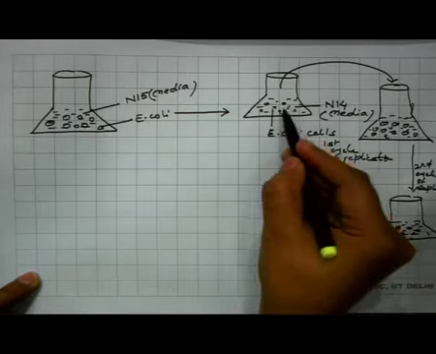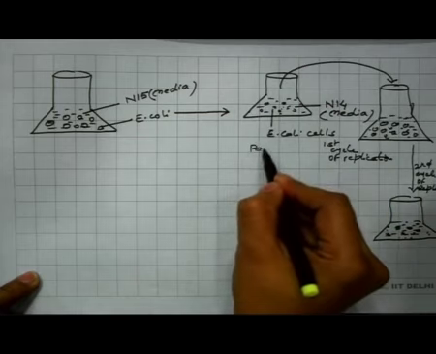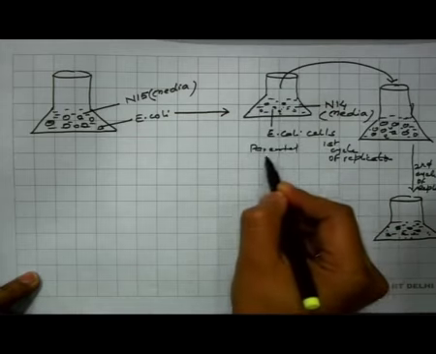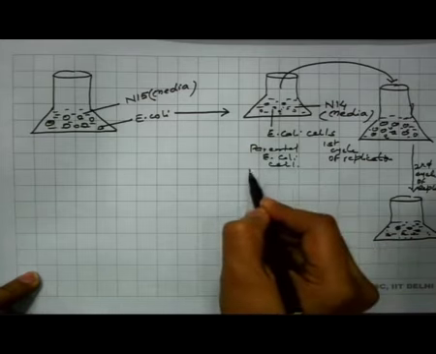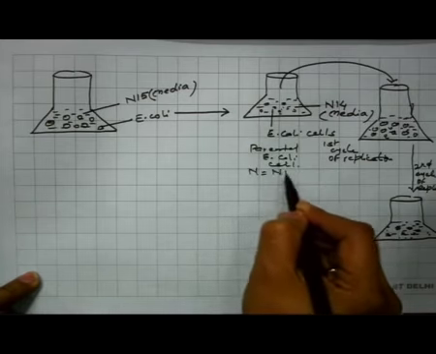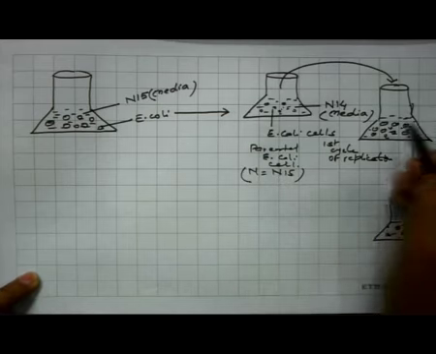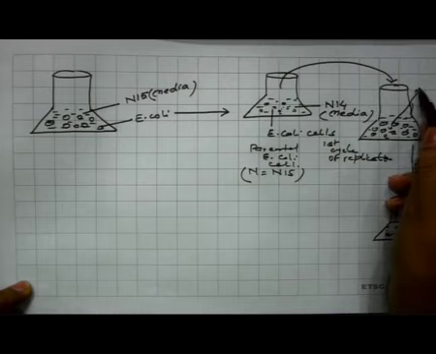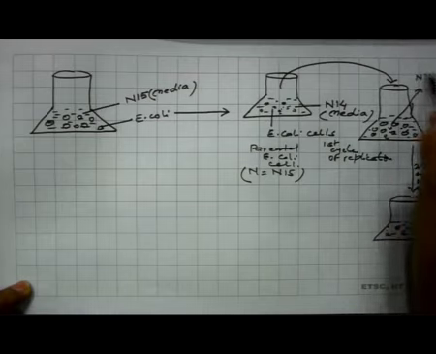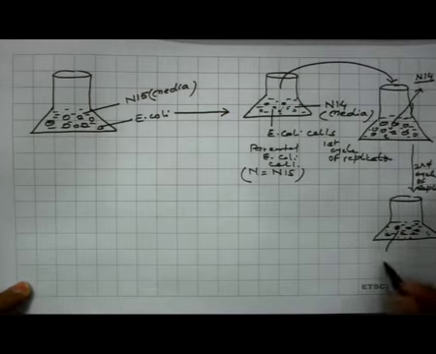So, here we have the parental E. coli cell in which nitrogen is N15, and in this newly synthesized E. coli cell, the new DNA will be having N14 and here also N14.